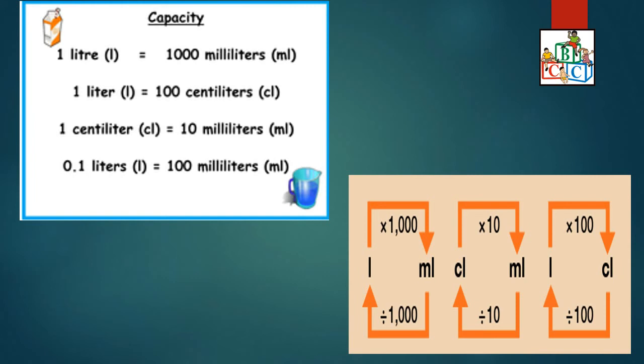Liters to centiliters, 1 liter is equal to 100 centiliters, but centiliters to liters, divided by 100. So you see it's very easy, this table. You'll have no confusion at all. So it's very good if you're going to memorize all this.